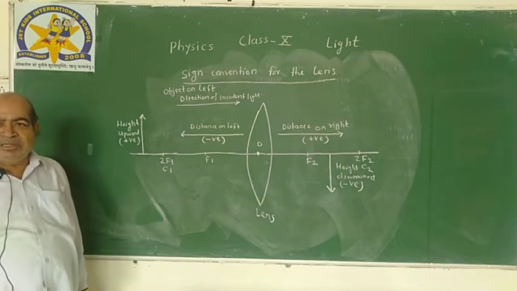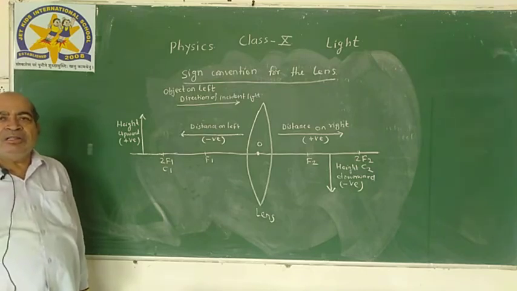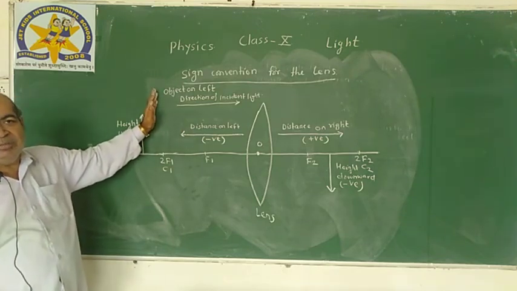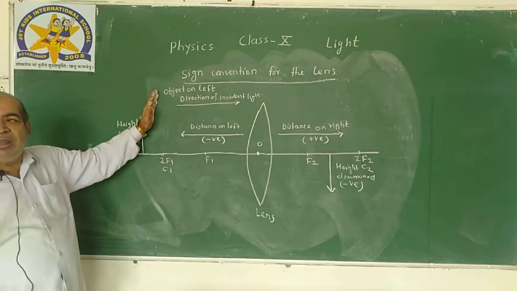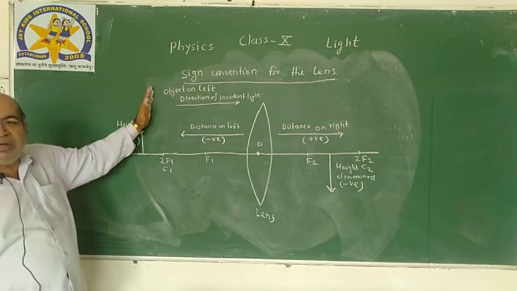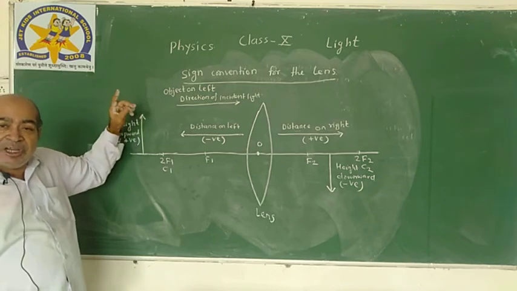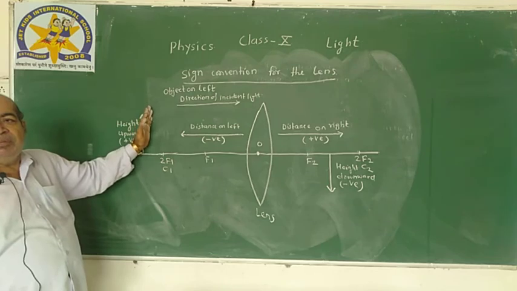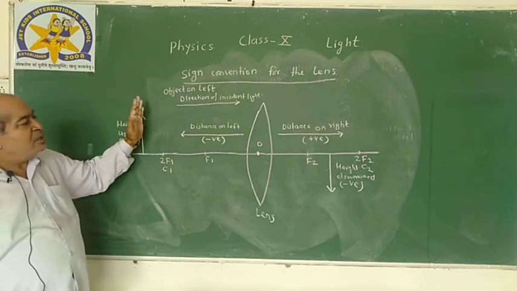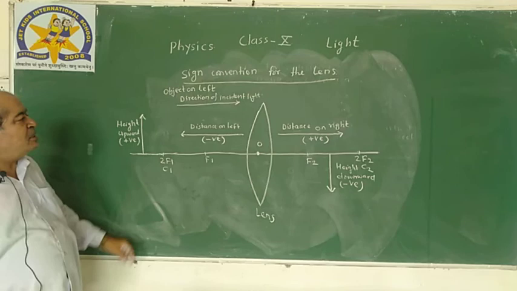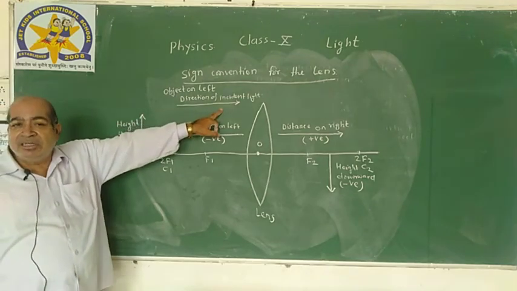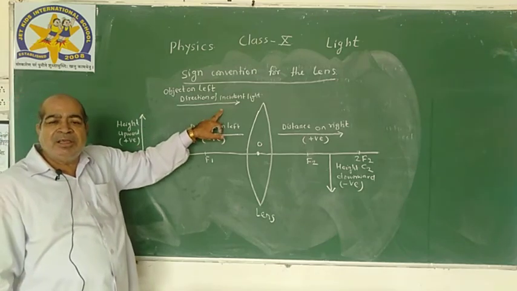The first is all the objects should be kept on the left side of the lens. The object should always be kept on the left side of the lens. It indicates that the rays of light from the object are incident on the lens from left to the right. So do you understand what is the first sign convention?